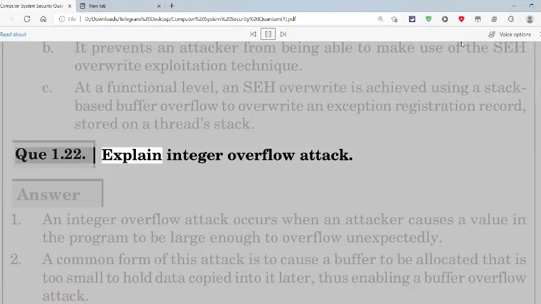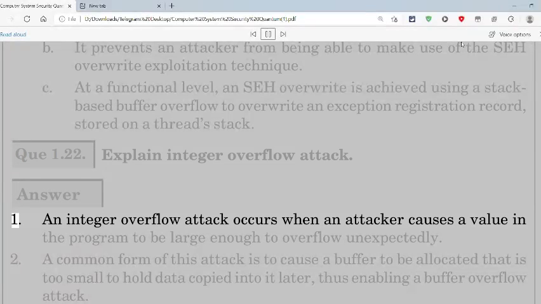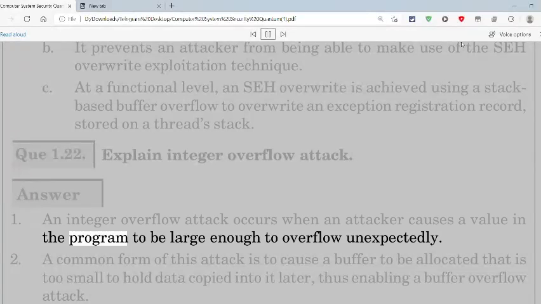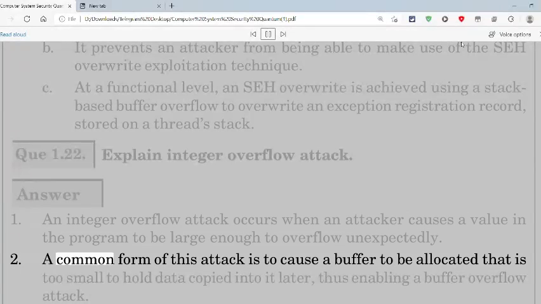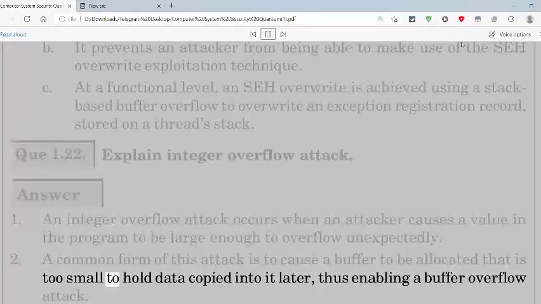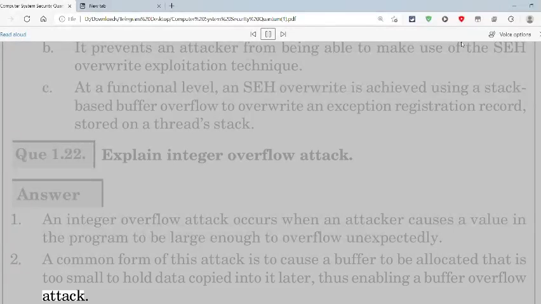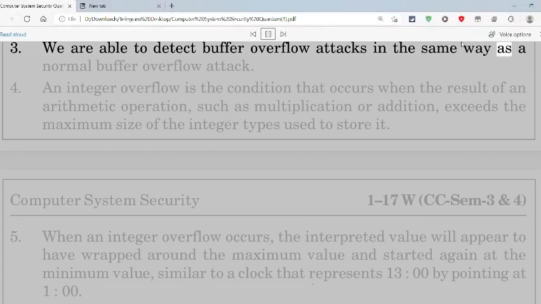K1.22. Explain integer overflow attack. Answer: 1. An integer overflow attack occurs when an attacker causes a value in the program to be large enough to overflow unexpectedly. 2. A common form of this attack is to cause a buffer to be allocated that is too small to hold data copied into it later, thus enabling a buffer overflow attack. 3. We are able to detect such attacks in the same way as a normal buffer overflow attack.